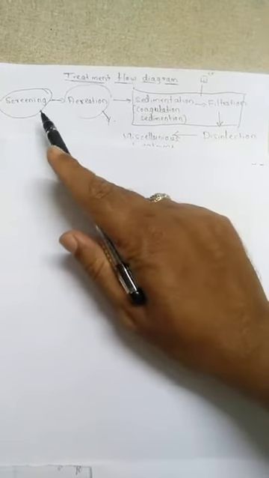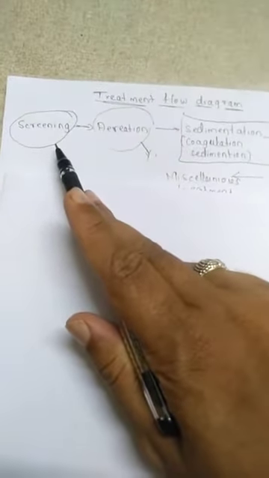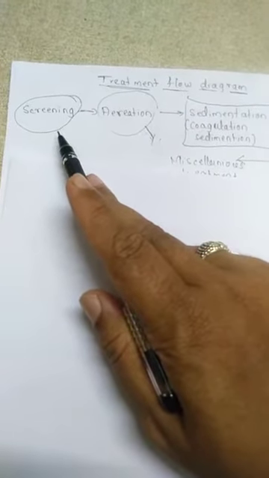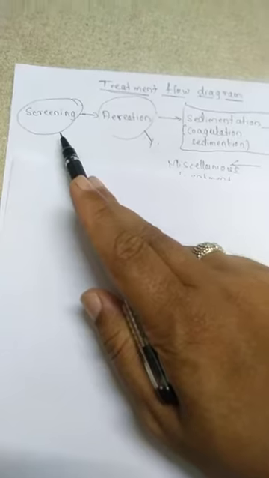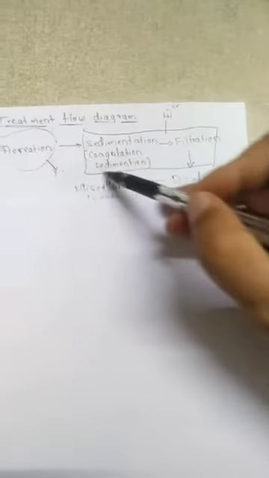In module 2 we discussed what screening is. Screening is used to remove the larger floating elements, and how it is helpful we have already discussed. Then we discussed aeration. In this particular module, as I have told, we are going to concentrate more on sedimentation and filtration. After this we are going to have disinfection and miscellaneous topics. Now we are going to concentrate on sedimentation and filtration.